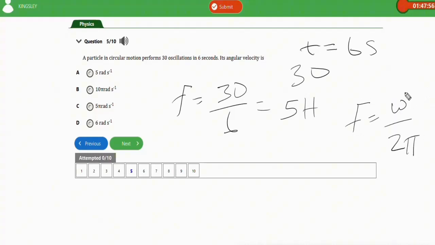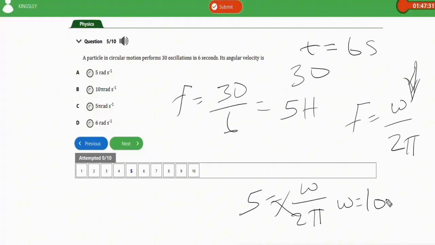In this expression, this W here is our angular velocity. So when you plug in the values to make W the subject of the formula, frequency is now 5, so 5 equals W over 2 pi. When you cross multiply, your W will be 5 times 2 pi, which gives 10 pi radian per second. So the correct option in this question is option B. Take note of this particular question as well. Let's wipe this and solve the next repeated question.